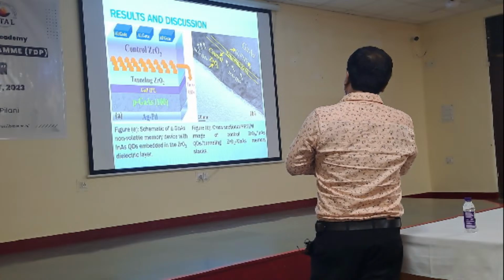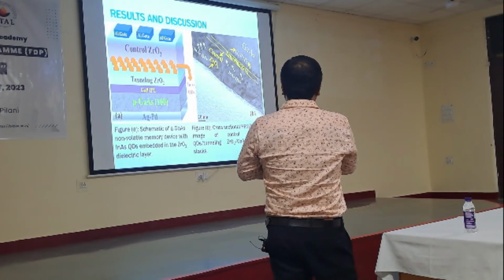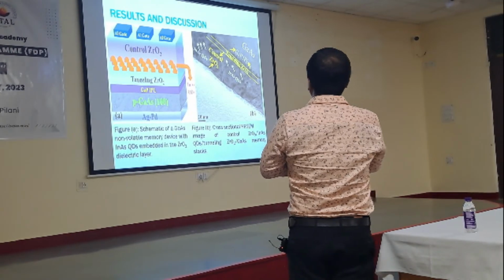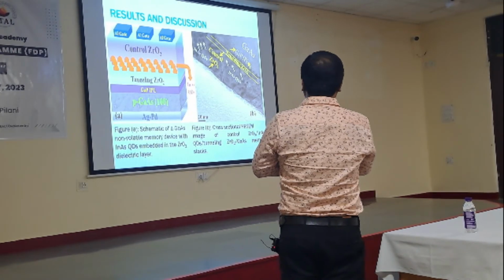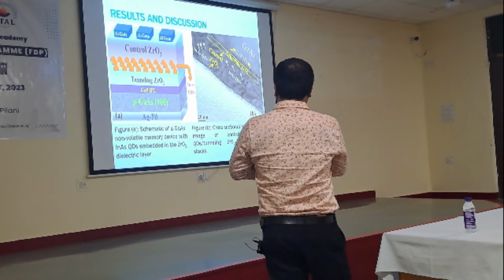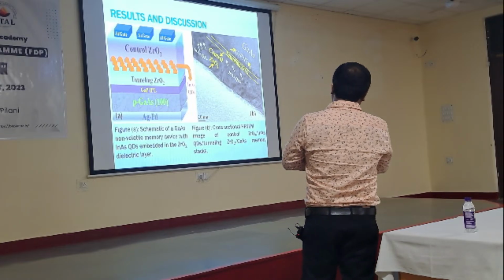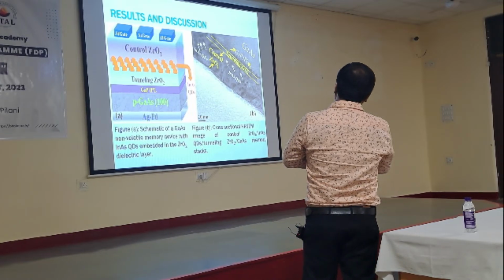Again I am telling you, when you apply bias, electrons from the gallium arsenide channel will tunnel through this layer. After that it will reach the indium arsenide quantum dot, and there it will store the charges, and that will actually act as a capacitor. And this is the actual confirmation study. All the layer by layer structure you can see here, in the cross sectional HRTEM image. You see gallium arsenide, gallium phosphide, tunnel ZrO2.